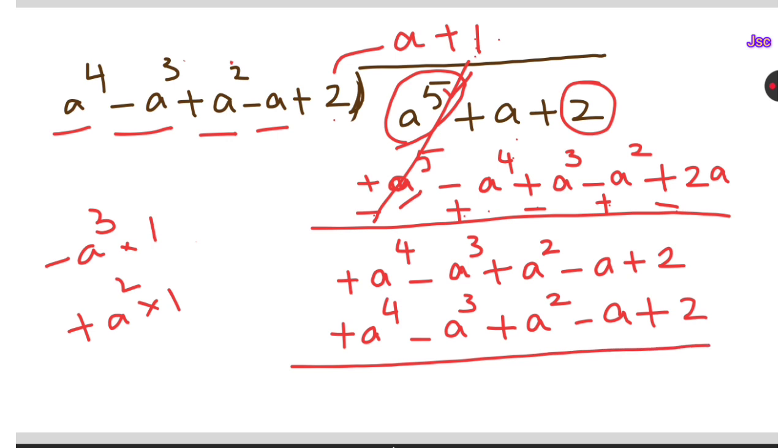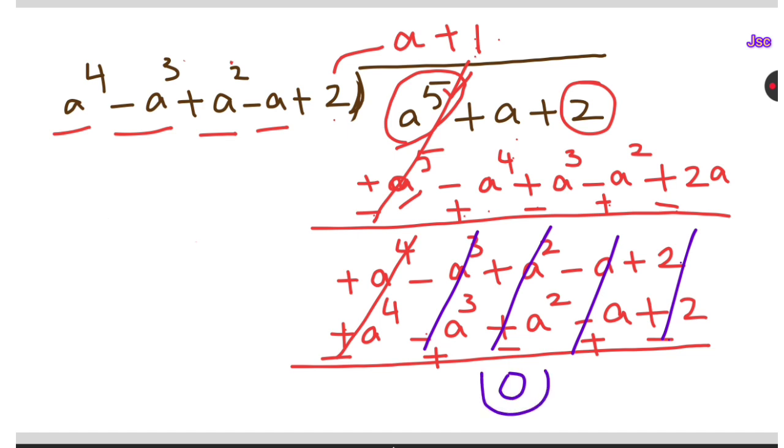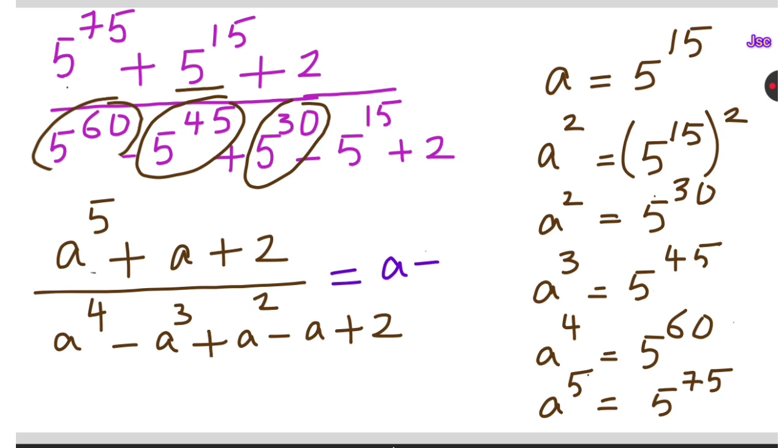So now change the signs. This is a plus sign, change into minus. This is minus, it changes into plus, minus, plus, minus. So now these two terms get cancelled, and here minus A power 3 and here plus A power 3 get cancelled, and here plus A power 2 minus A power 2 get cancelled, and here minus A and this is plus A also get cancelled, and plus 2 minus 2 also gets cancelled, so you get 0. So after doing the division, we got A plus 1 as a result.